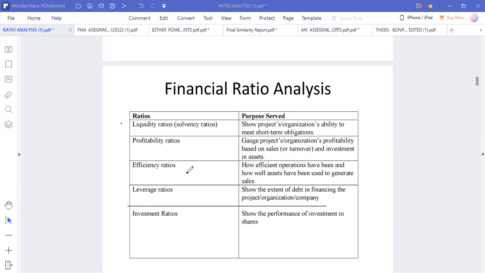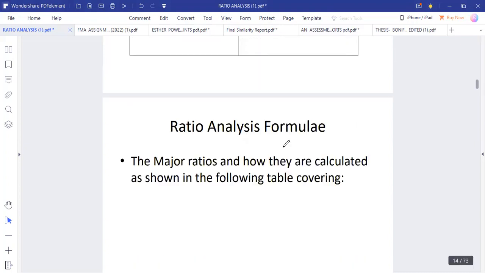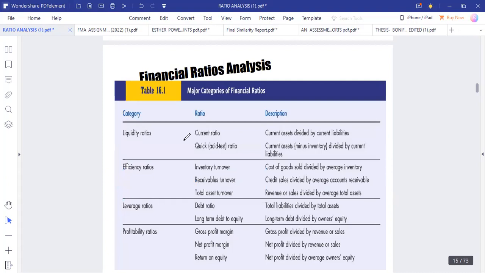These are ratios which will look at how efficient you've been utilizing the assets to generate sales. And finally, the leverage ratios, which look at the extent to which we are financed by debt. And also investment ratios, which show the performance of the investment of shares in a company. So these are the ratios that we're going to dominate on under ratio analysis. So they have accompanying formulas that you could wish to know.